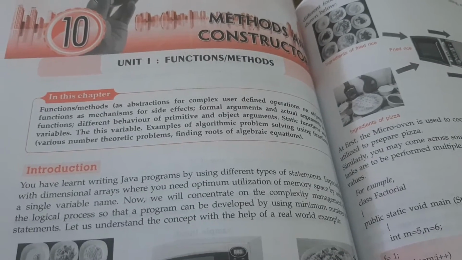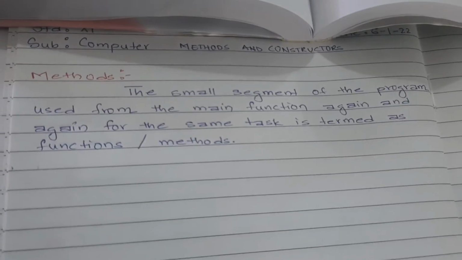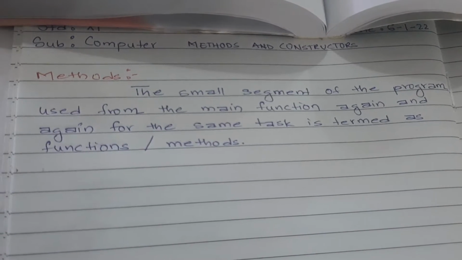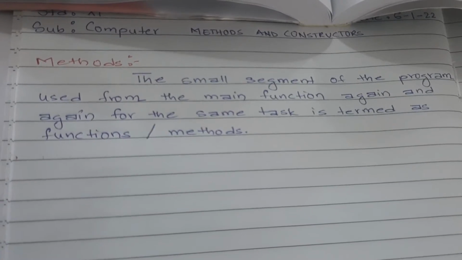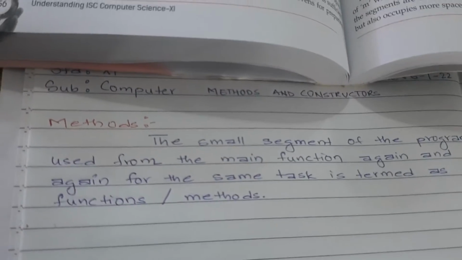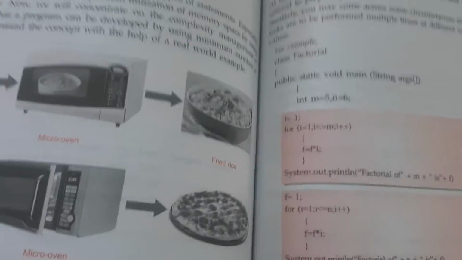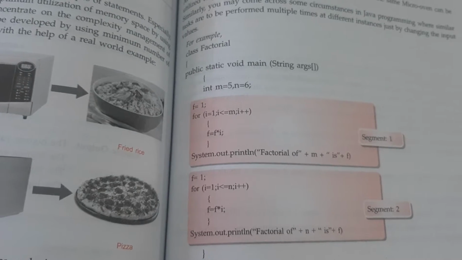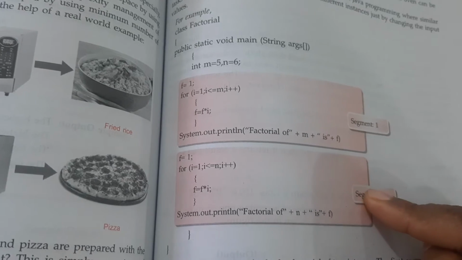So similarly, if I have to define a method, see the definition that I have given here: a method is a small segment of the program used from the main function again and again for the same task, termed as functions or methods. Now if you just think of this factorial program that is here in the book, we have got two segments. This is one segment, this is another segment.